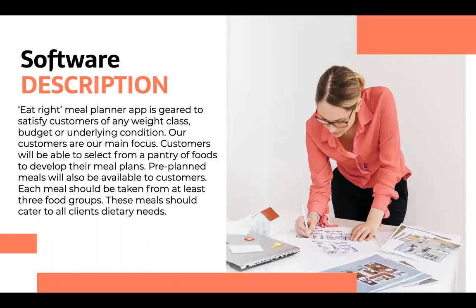The application will accept information such as weight, target weight, underlying conditions, and budget, and other information. The customers will be asked to enter the food they have in their house along with the quantity. In addition, a food exclusion list will be generated based on the customer's underlying condition.